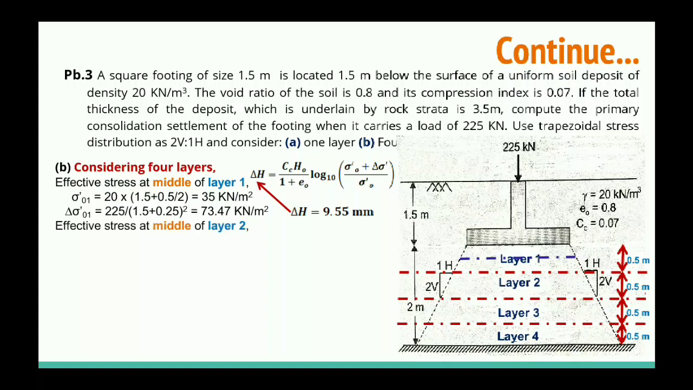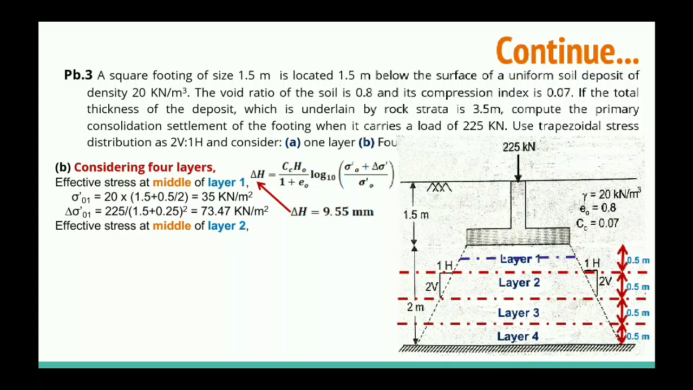So let's go for it. Effective stress at the middle of the clay layer. Now we are calculating the settlement. We want to calculate the settlement for the second layer. First we have to calculate the initial stress at the middle of the clay layer, and the change in the effective stress also in the middle of clay layer 2. Okay, second clay layer. That's the main thing you have to remember, and you have to be focused.